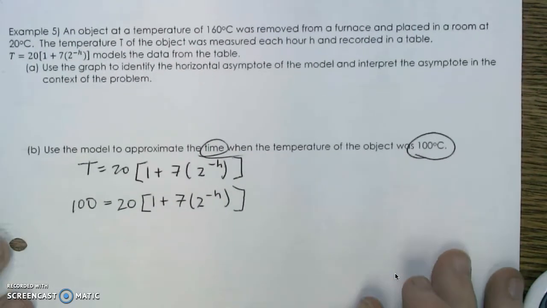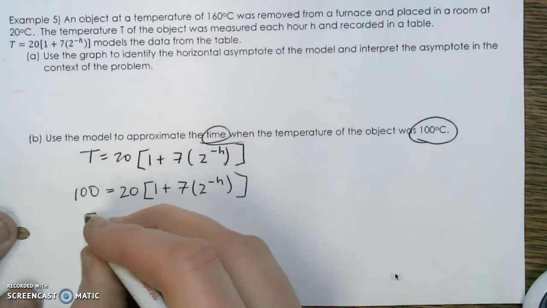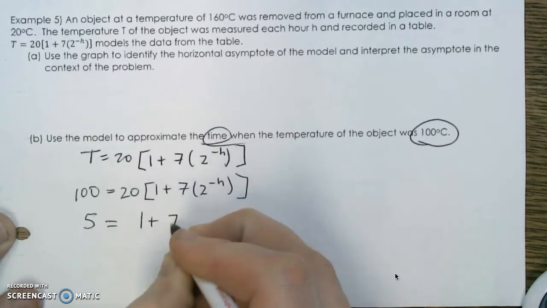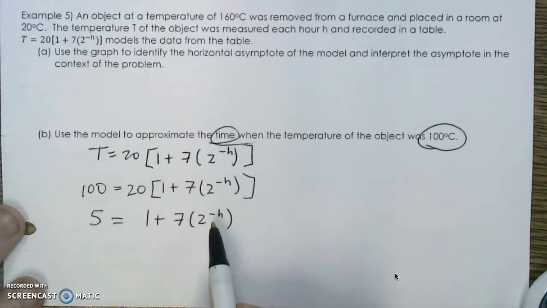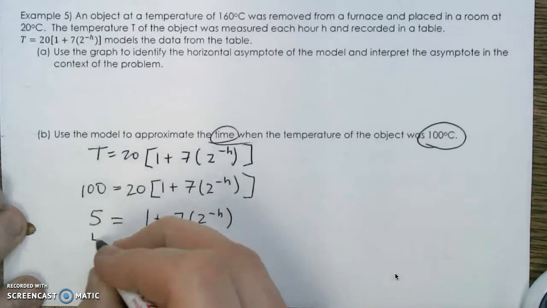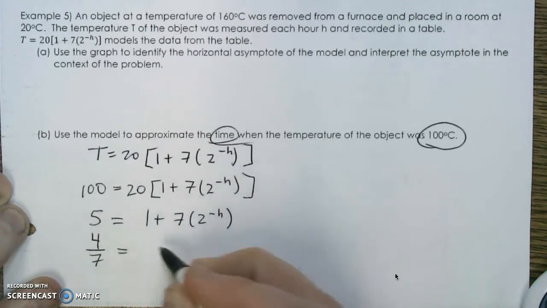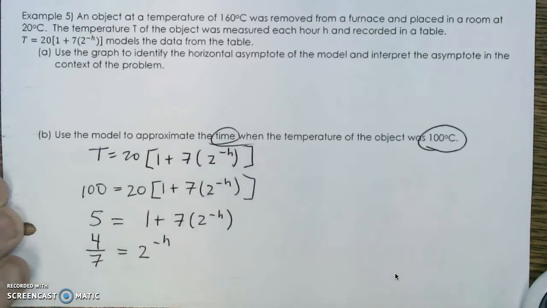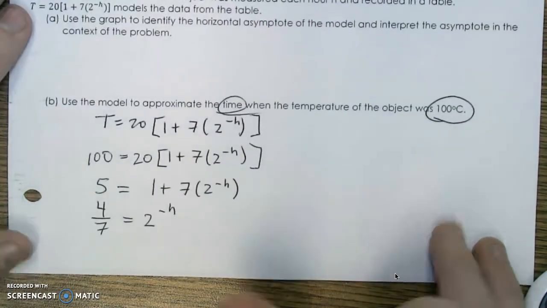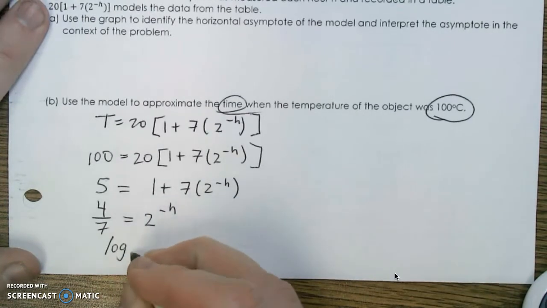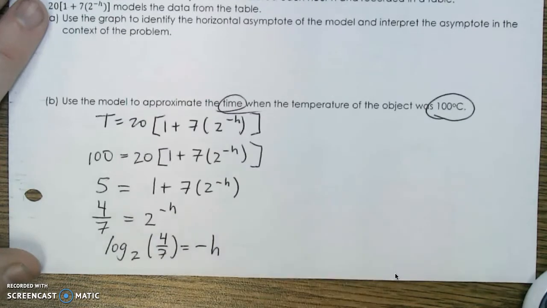All right, so we're going to simplify this. Divide by 20 first, and you're going to get 5. And then we need to get everything away from this 2 to the negative H. So I'm going to subtract 1 to the other side and divide by the 7. And now there's no way to get 4/7 to have the same base as 2, so we're going to change it into a logarithm. Log base 2 of 4/7 equals negative H.